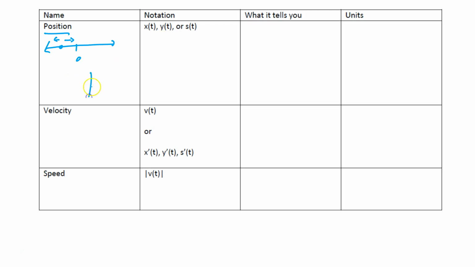If it's y of t, then it's probably moving up and down. So you have your particle right here moving up and down. Okay, and then s can be just a generic position function. So what it tells you is where the particle is in relation to 0.